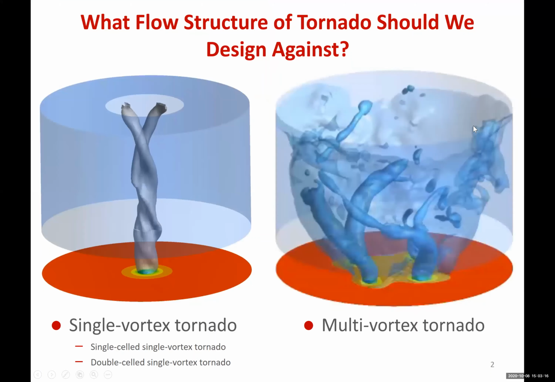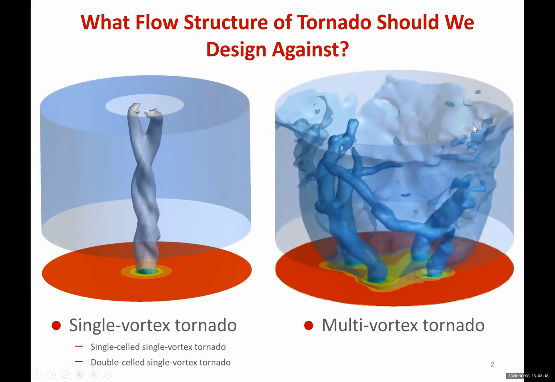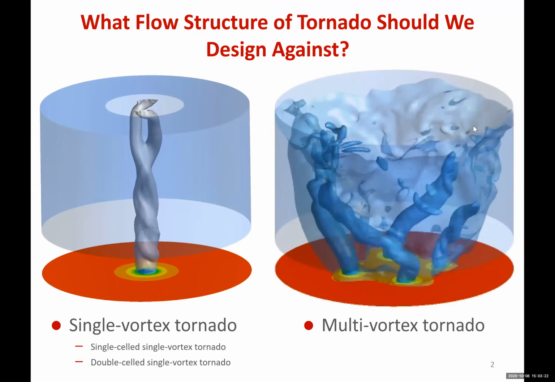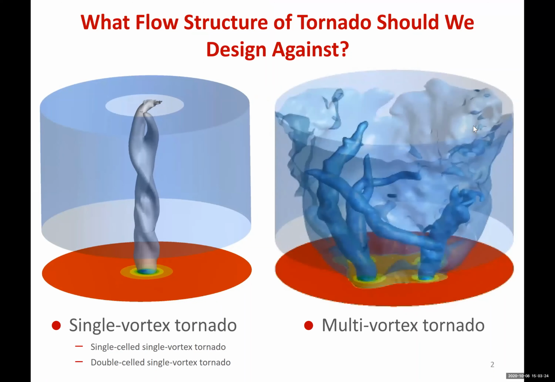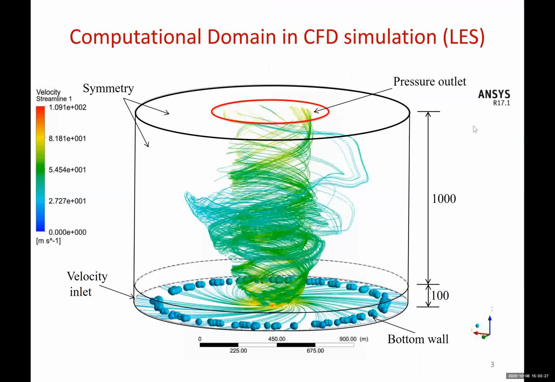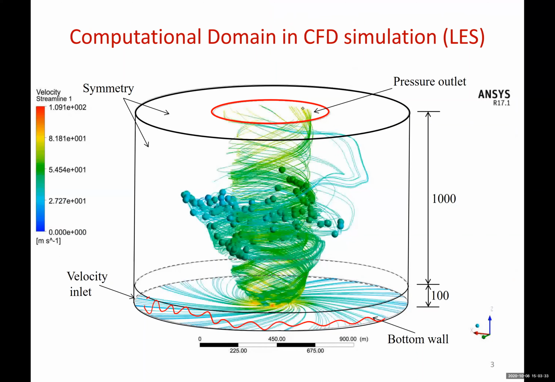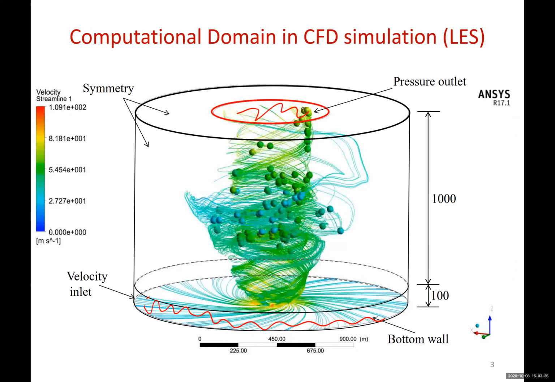Put it another way, what flow structure of a tornado produces more unfavorable wind loading, a single vortex tornado or a multi-vortex tornado? To simulate a swirling wind flow, we apply this cylindrical computational domain with velocity inlet here and pressure outlet here. By adjusting the boundary conditions, we produce tornadoes with different flow structures.